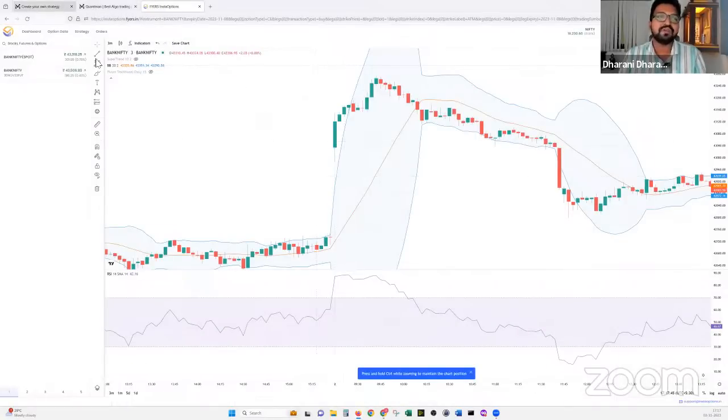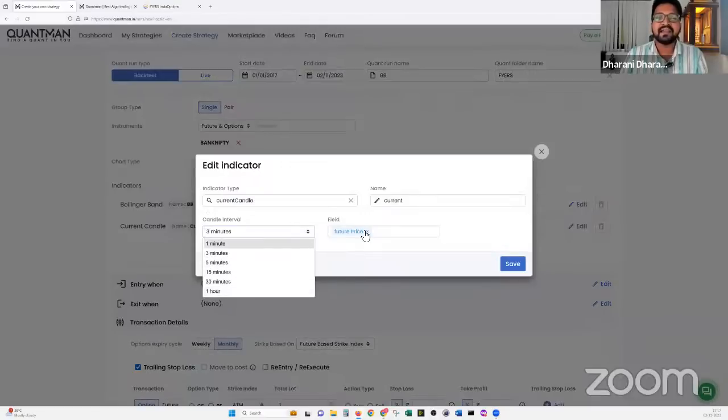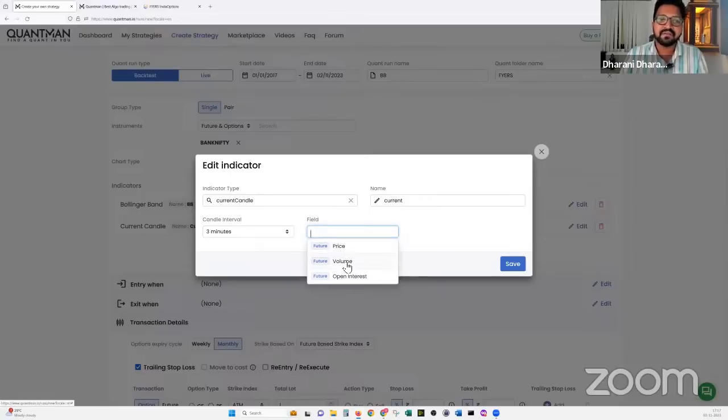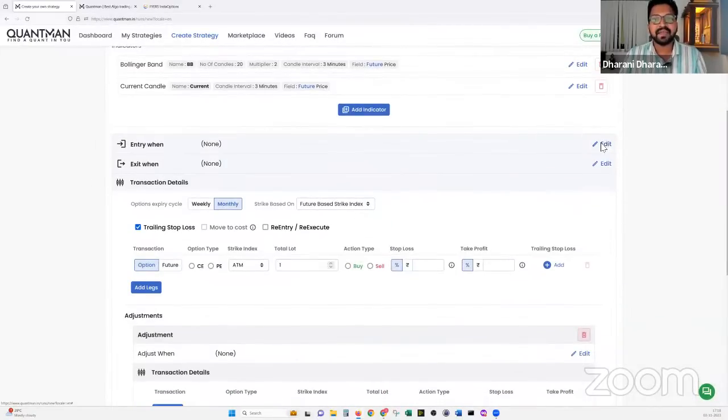The reason we need to define the candle is that we can use different time frames, right? And in a candle we don't have only the price. We have price, we have the volume, we have the open interest. As of now I just select the price and the 3 minutes time frame. So I define the candle as well as the indicator. Now I'm going to take my entry.